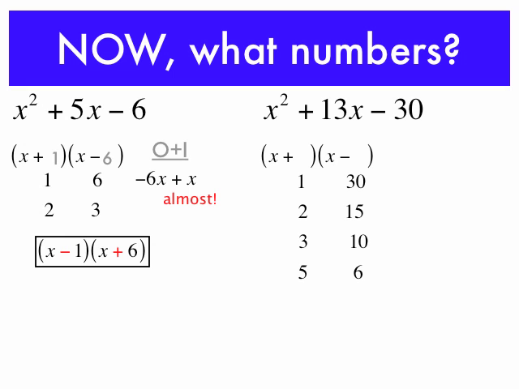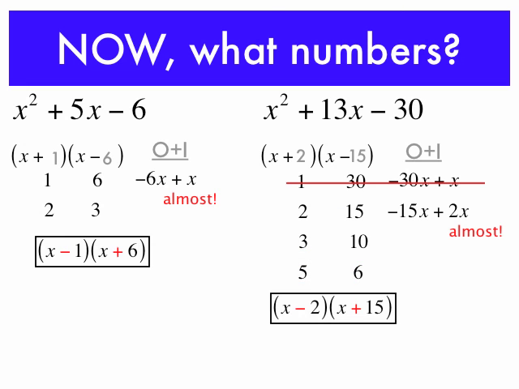Okay, 1 and 30, 2 and 15, 3 and 10, 5 and 6. If I put in 1 and 30, it's probably obvious that's not going to work, but we can check it anyway. Gives me negative 29x, not what I want at all. Try the next pair, 2 and 15. Negative 15x plus 2x. Oh, that's negative 13x. That's really close, not quite, but it's what I want except for the sign, so I just changed the signs.